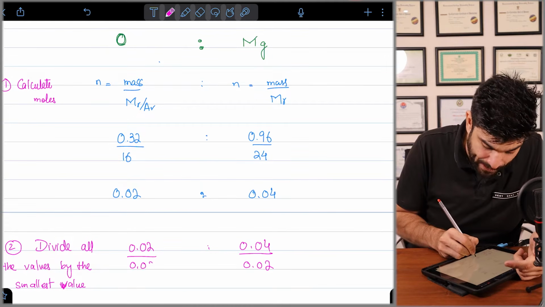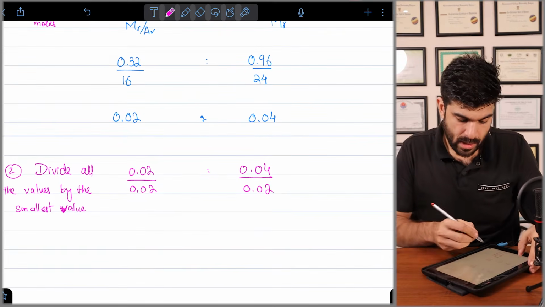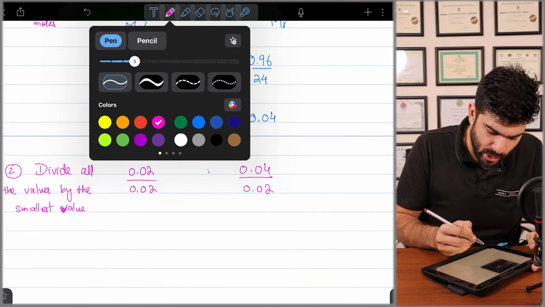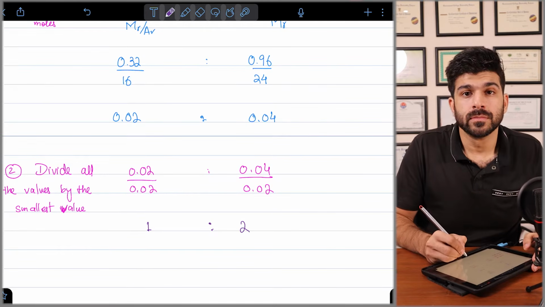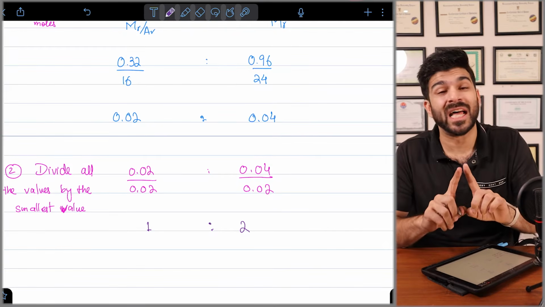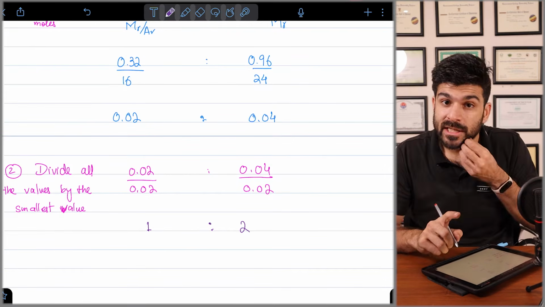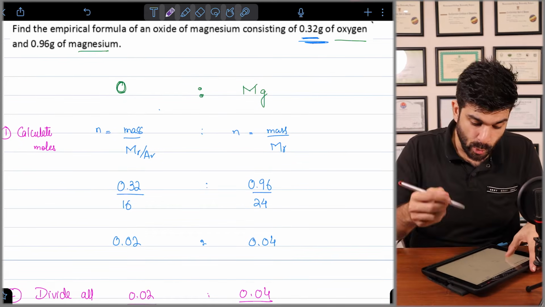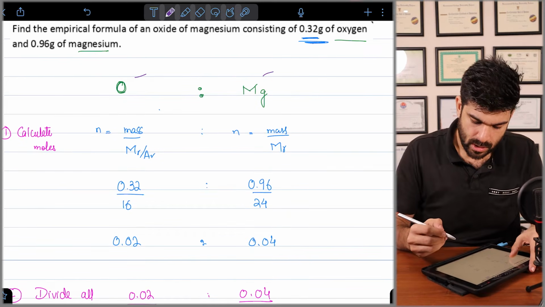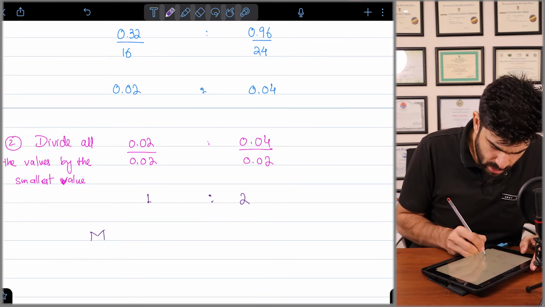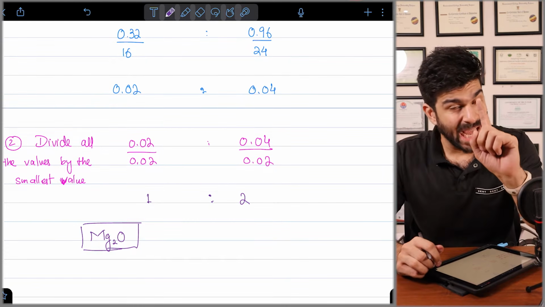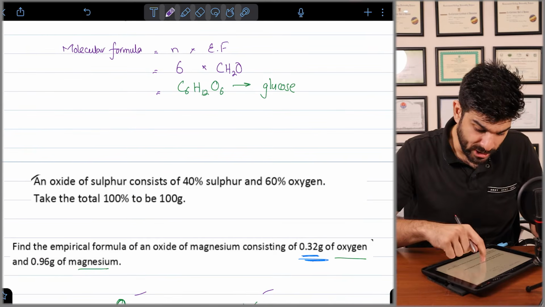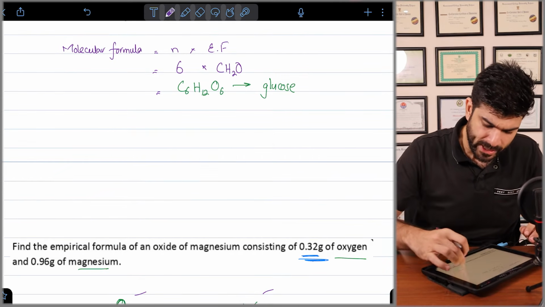Now, why do we do this step? Let's see. Dividing by the same value, you get a 1 to 2 ratio here. So this ratio is a whole number ratio, but that's not the final answer, as I said initially. This is just a ratio. You need to put these values into the formula, so this becomes Mg2O. This is your final answer. This is the empirical formula. That is one way. Now let's talk about the other one, where students mostly do get confused.